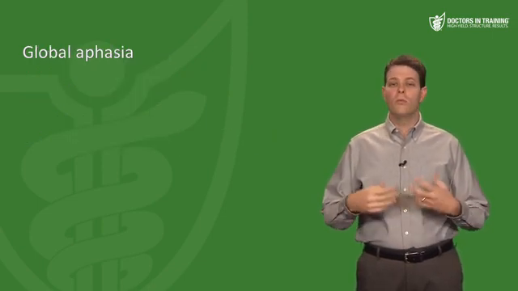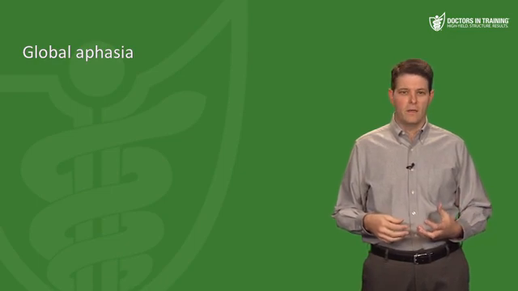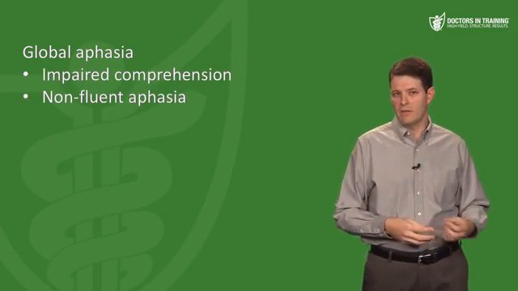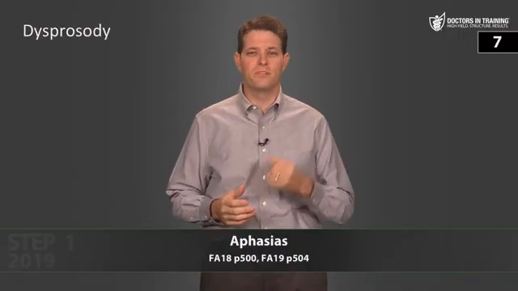There's also global aphasia, in which both Wernicke's and Broca's areas are affected, and that means that these patients have impaired comprehension and non-fluent aphasia. There's also something similar to aphasia called dysprosody.